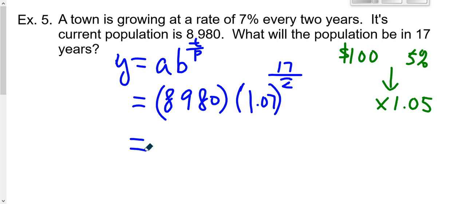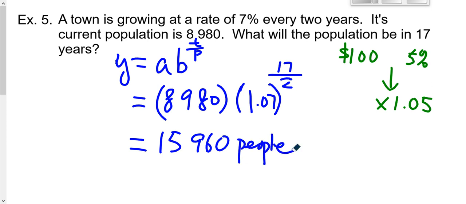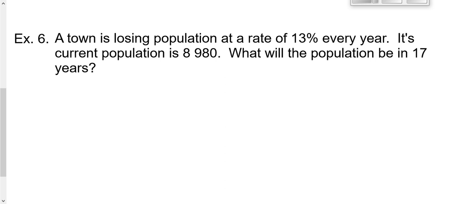Plug the numbers in. Okay, you should get 15,960 people. Alright, so last question here. Have a quick look, pause for a few seconds, and then quickly set it up. Alright, so once again, as expected, we would be using this formula here. Y equals a times b raised to the power of t over p. Quickly plug the numbers in and see if you can work out this question or not.